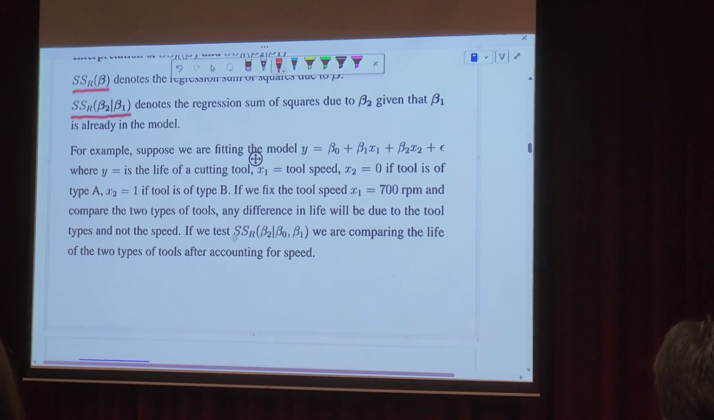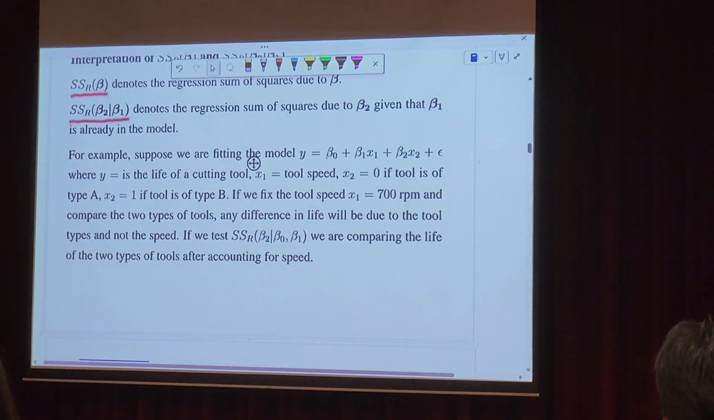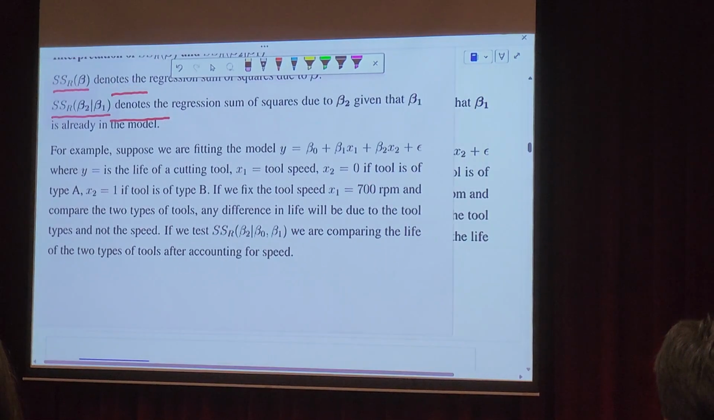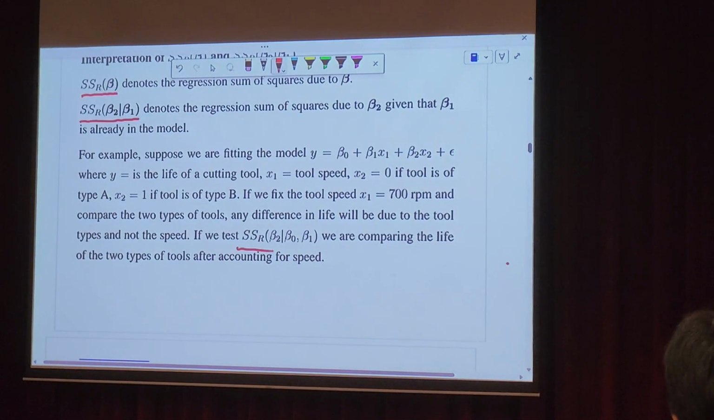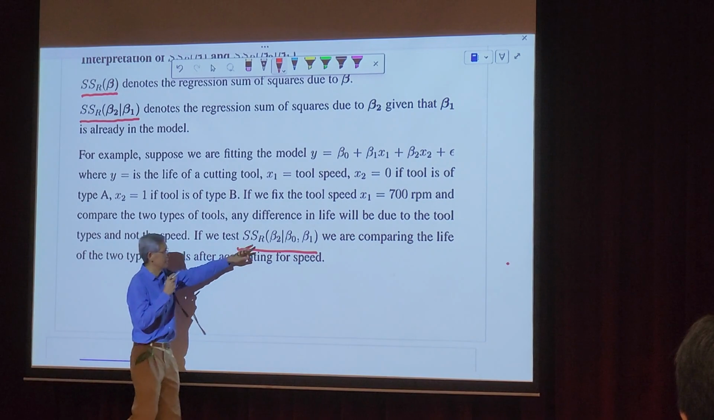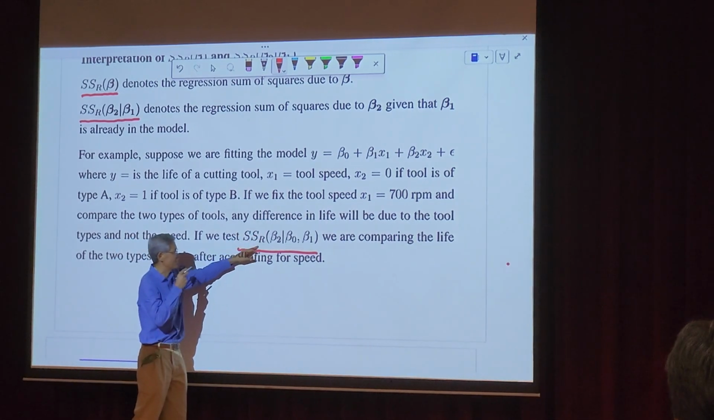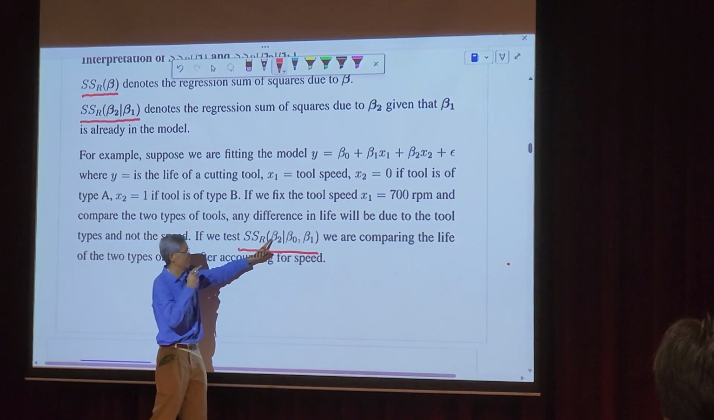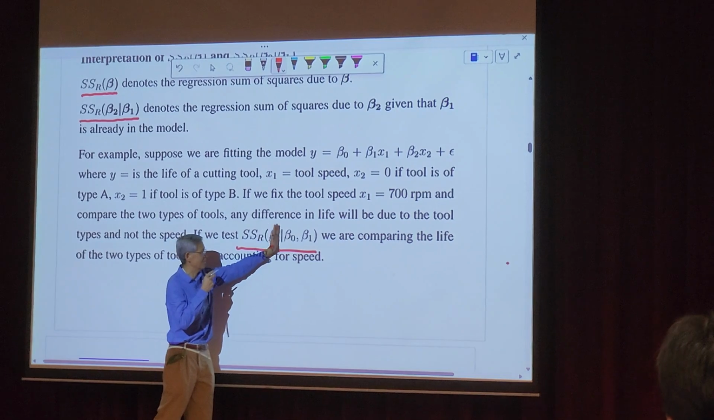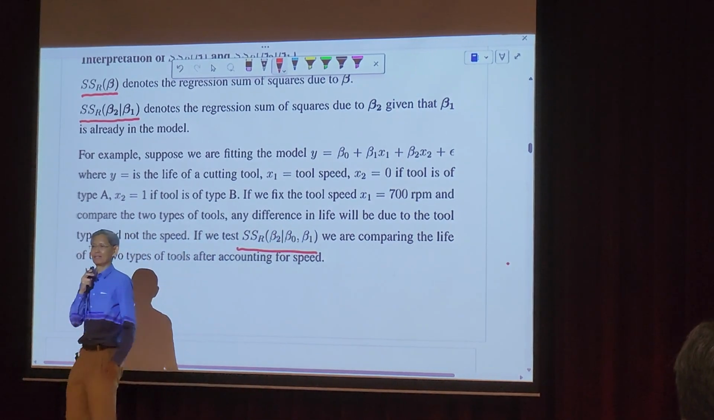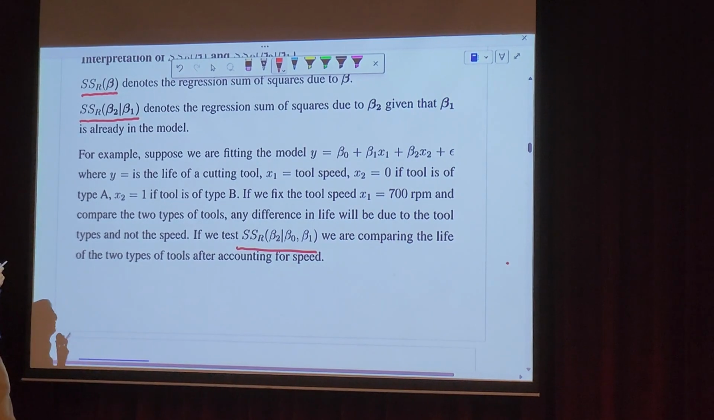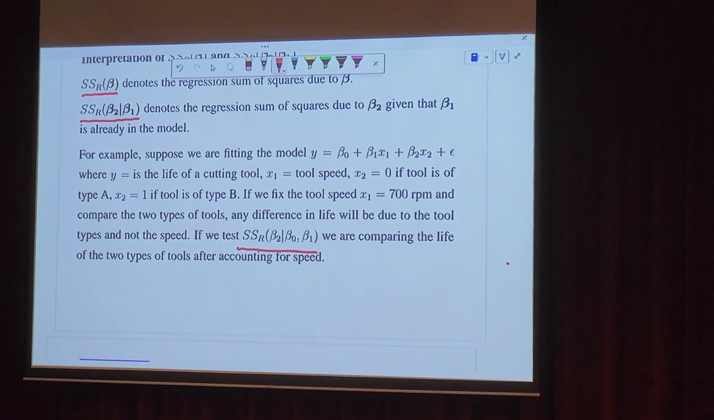So in a way, this quantity is measuring, you know, what is it measuring? This quantity is measuring what is the increase in the sum of square of regression due to the two types after we have accounted for speed. Yeah, that's what it is. That means, what it means is this. So let me write this down.